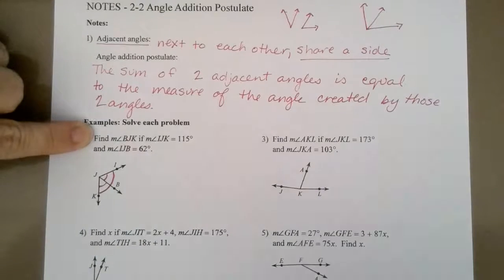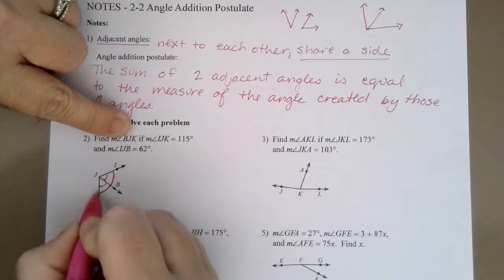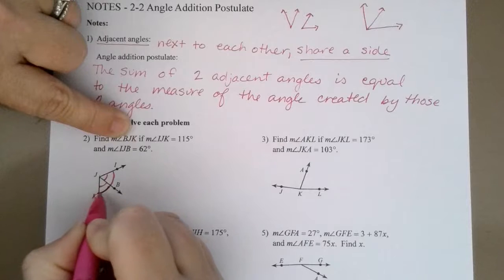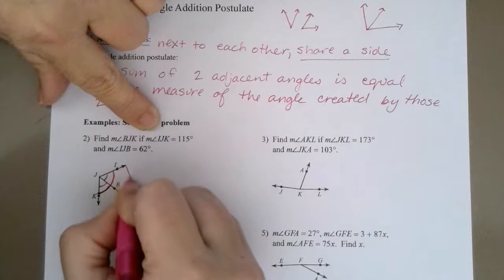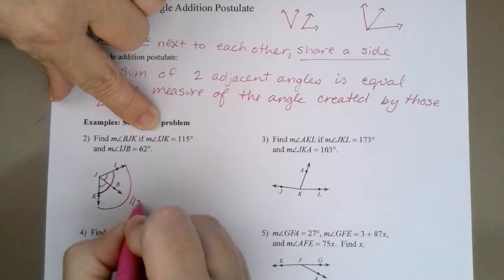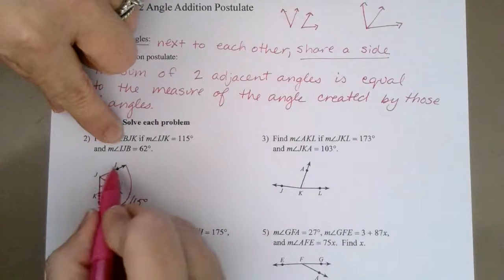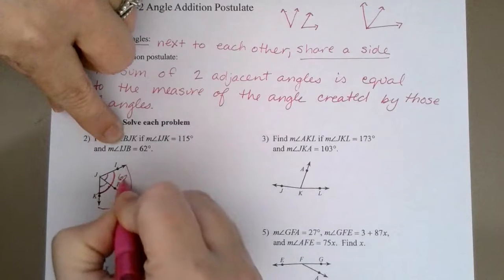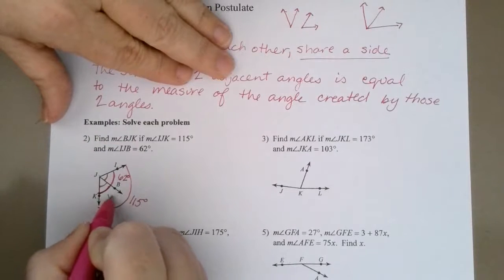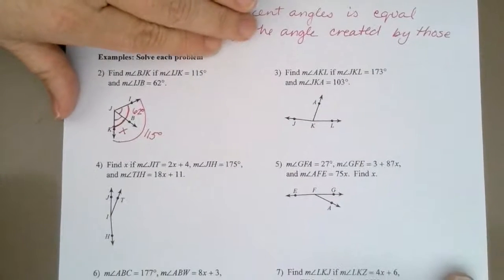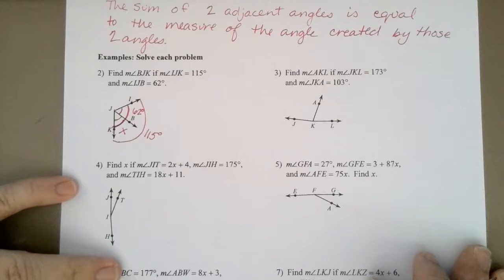Okay, so we need to find the measure of angle BJK. BJK, that's this guy right here, yeah? Let's label what they've given me. They've told me that IJK, so the whole thing, is 115 degrees, right? The measure of IJB, this one right here, is 62 degrees. And they're asking me to find this one. I'm going to call this one X, because it's what I don't know. So what kind of equation do you think I could set up that would help me find this out?